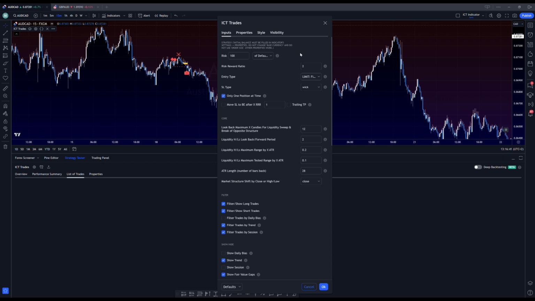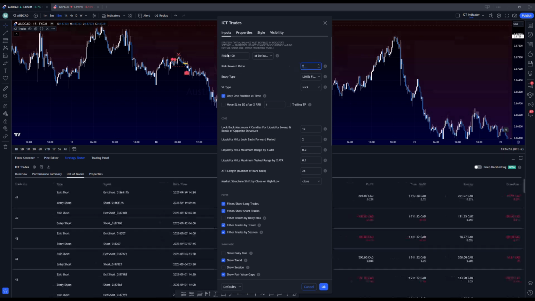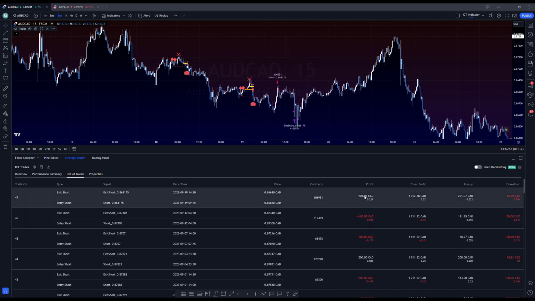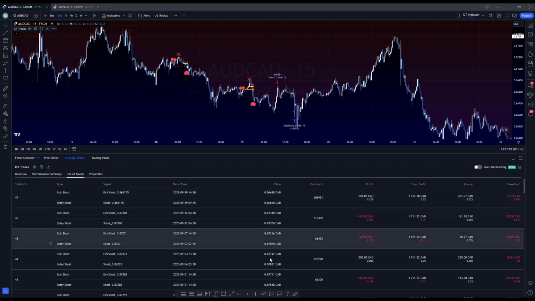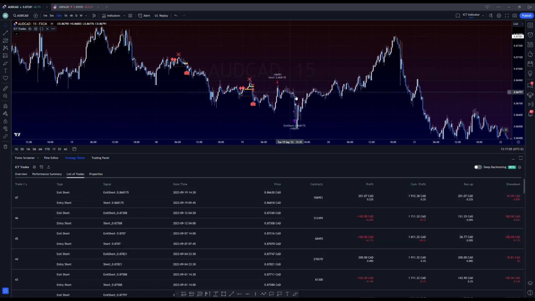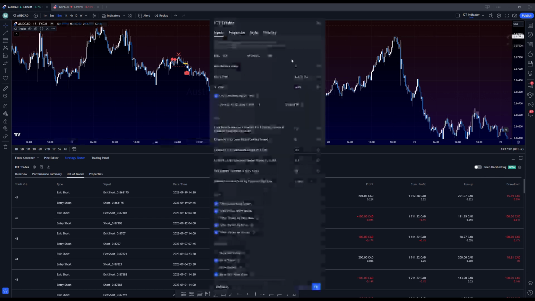So just a second, I will show you what is the result. So if we win, we will win 200. If we lose, we will lose 100. As you can see, if we win, we will win 200. If we lose, we will lose 100. So this is the list of the trades of the strategy, okay? So here we win 200 CAD.